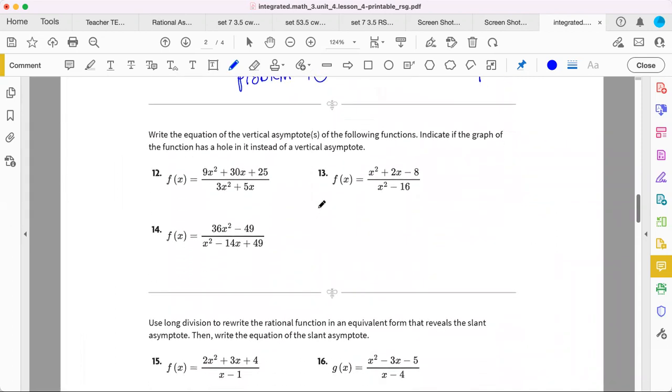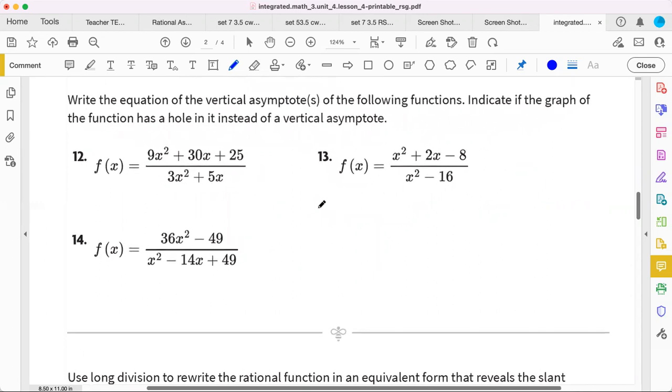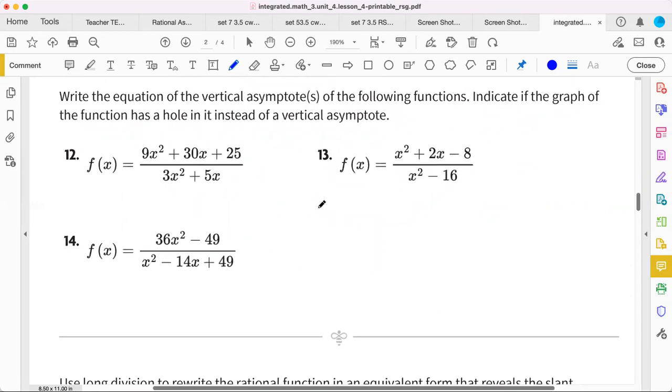Classic. Write the equation of the vertical asymptote, indicate the graph as a whole in it instead of vertical asymptote. This is screaming classwork ideas at us. So we're going to approach it the same way. I don't know, dealer's choice. What do I want to do? I'm going to take an easier route. I'm going to factor this because I'm just thinking, you know, factors of -8 that add up to 2. It's got to be 4 and -2. So the top part's x plus 4 times x minus 2. Bottom's difference of squares, so x plus 4, x minus 4.